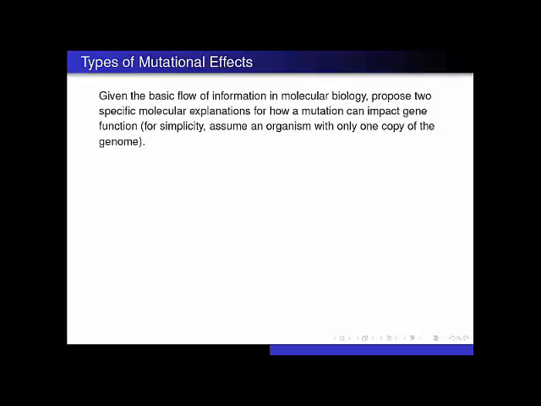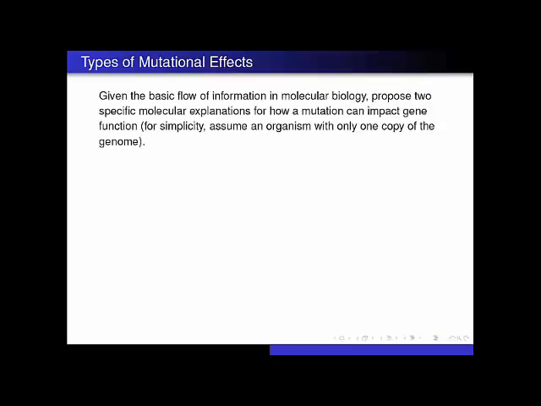We just went rapid fire through the basic flow of information in molecular biology: DNA, RNA, protein, etc. Based on that information flow, I'm asking you to propose two specific ways, and when I say ways, I mean molecular explanations, in the language we just presented, in terms of these molecules, DNA, RNA, protein, that a mutation could change gene function.